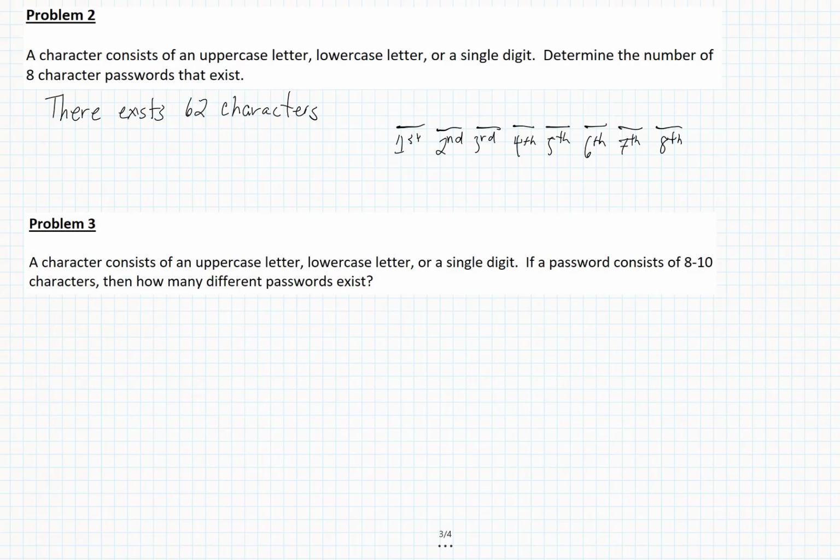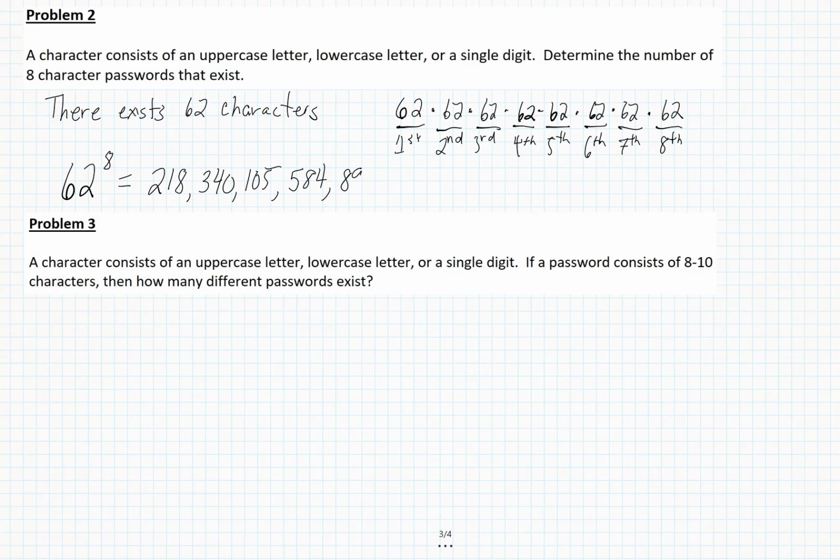Keeping that in mind, our first position had 62 choices, and then we had 62 choices for our second position. We had 62 choices for our third position, and we can continue in this manner, 62 for each of these slots for the possibilities. So this gives us 62 to the 8th, which is 218 trillion, 340 billion, 105 million, 584,896 passwords with 8 characters. And that might sound like a lot.